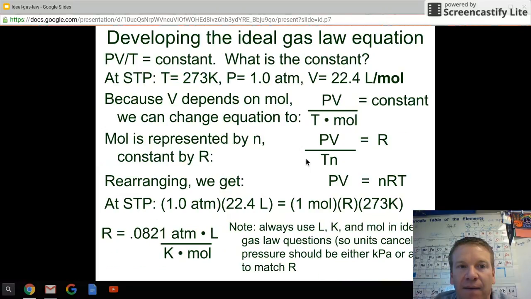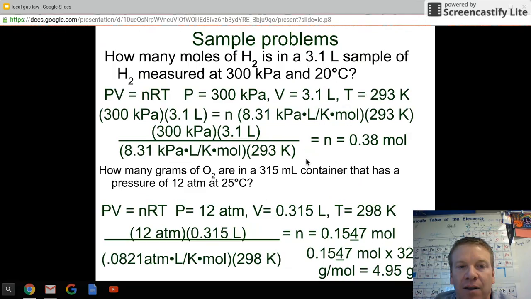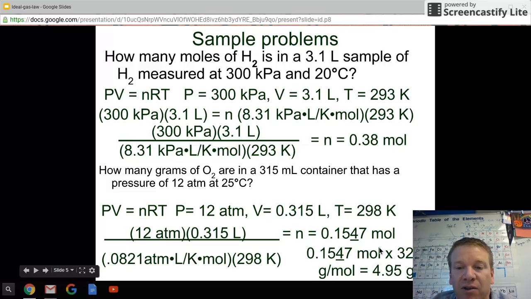Down here, very similar. If it asks for grams, you're still solving for n, and then you just have to multiply by the molar mass here, which is 32, because it's O2. And that gives you the 4.95 grams.